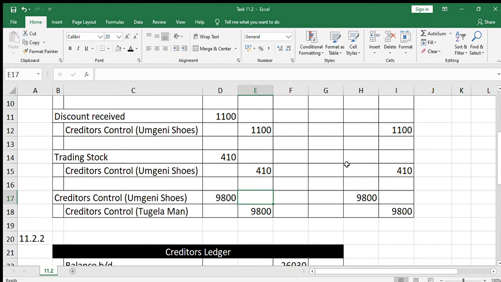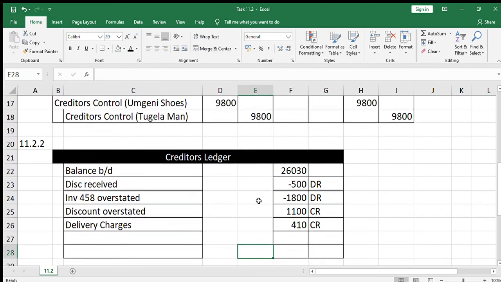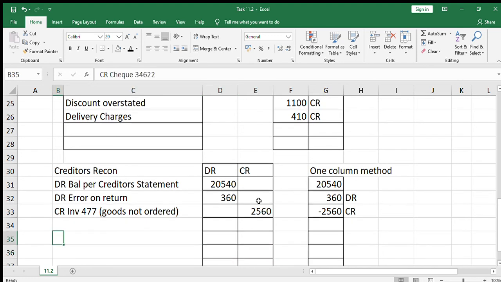Then if we look at invoice 562, the check and the discount thereafter, none of those appear in Umgeni Shoes statement. And the reason for this is because of the dates. Those happen after the 25th of August, and Umgeni Shoes statement stopped on 25th of August. So all of those transactions, the invoice for 5,900, the check for 8,000, and the discount of 800, have not been recorded on their statement, which makes them all reconciling items, and we will go and place them in our recon.